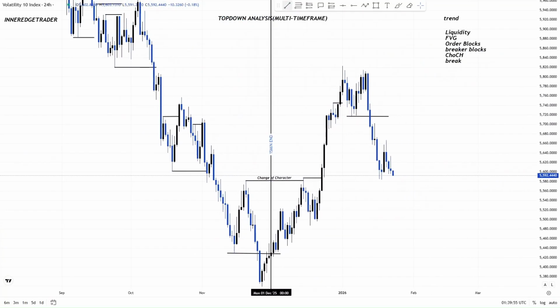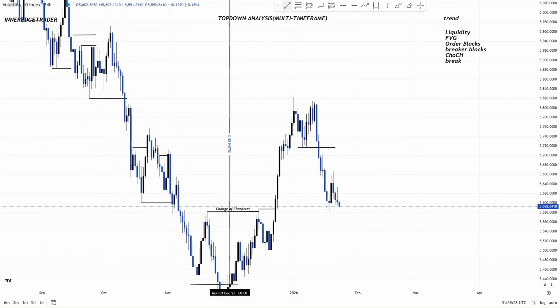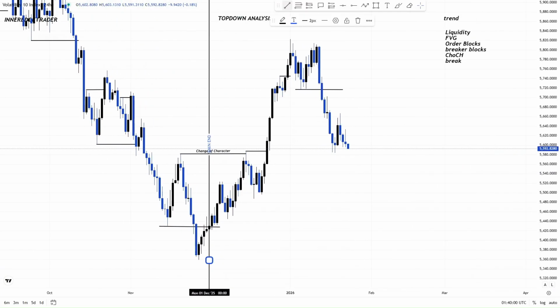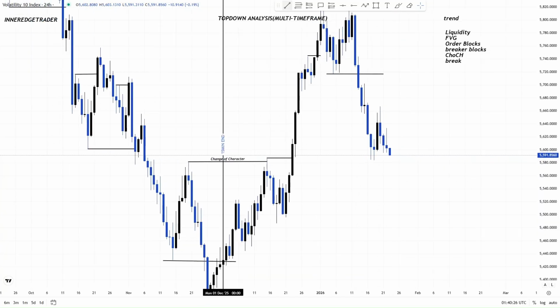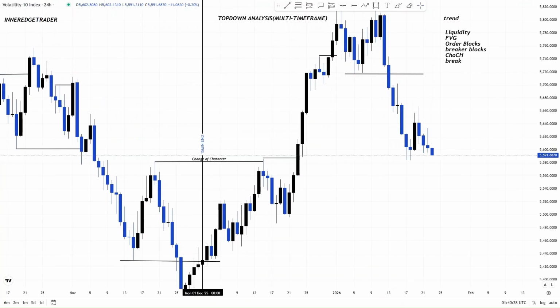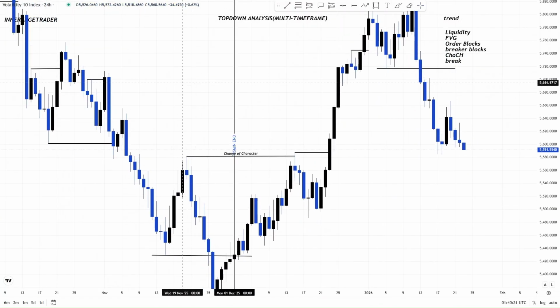So keeping that in mind, we already have a 15 minutes line from here. So from this point, we'll analyze the change of character to the current market movement right now, so I don't waste time in the analysis. I just want you guys to understand how to use the liquidity, fair value gap, order block, change of character and breaks to analyze the market, and know how the market will move later on in the future. So first, start from this line, analyze from here.